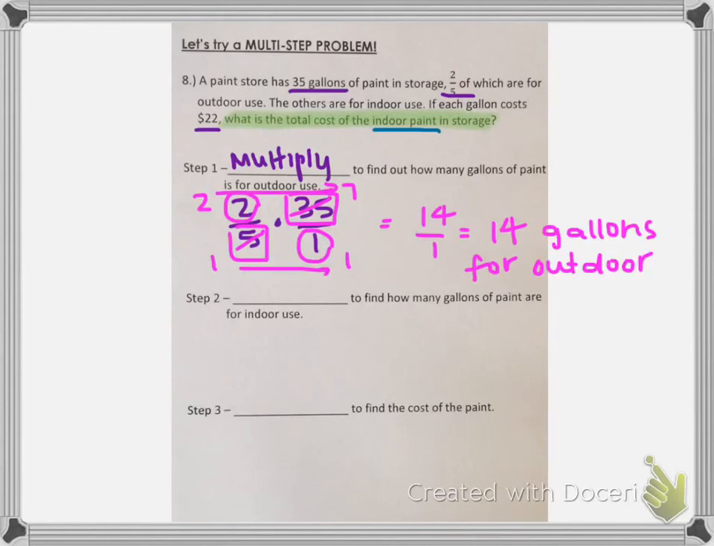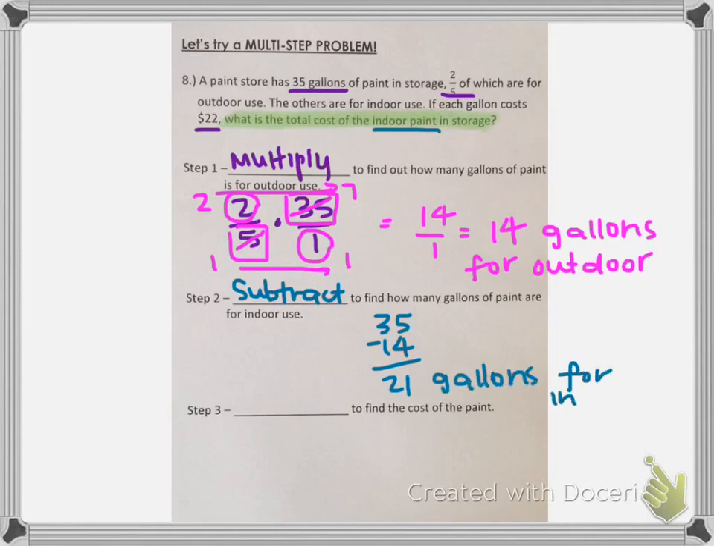Now we know that 14 gallons are for outdoor use. But again, if we look back at the question, it's asking about indoor use. So we need to subtract to find how many gallons of paint are for indoor use. So this means 35 minus 14, and that's 21 gallons. So 21 gallons for indoor.